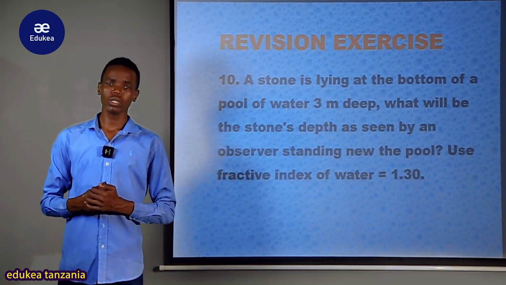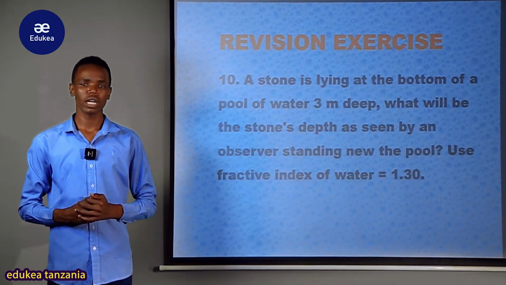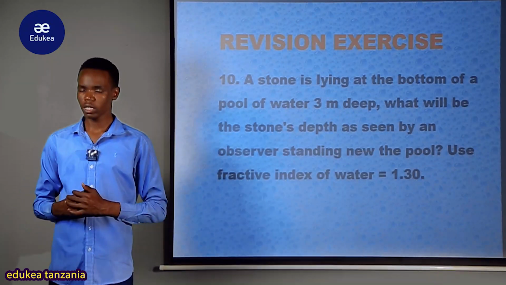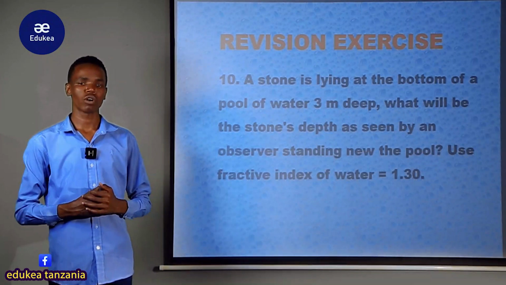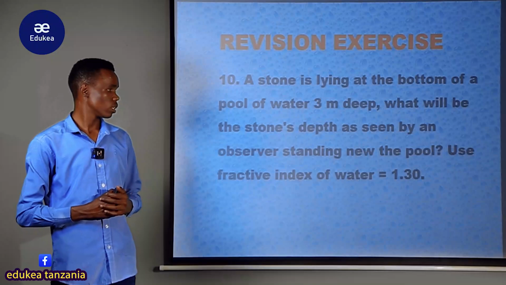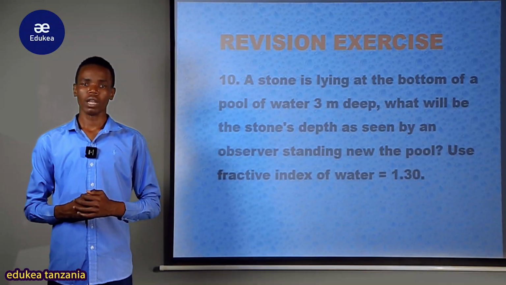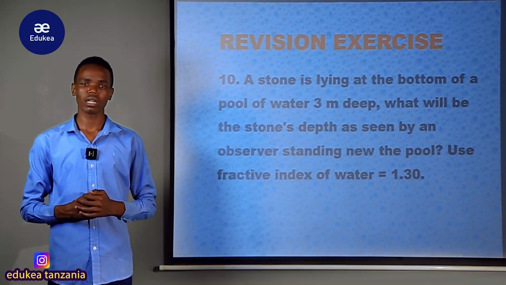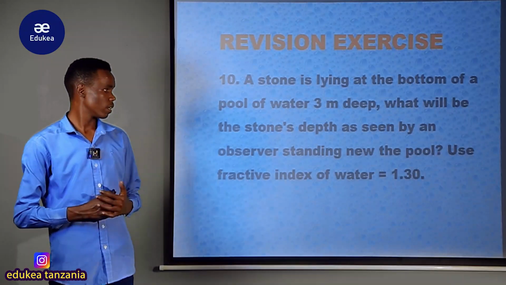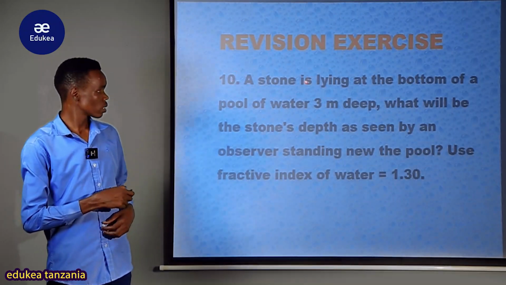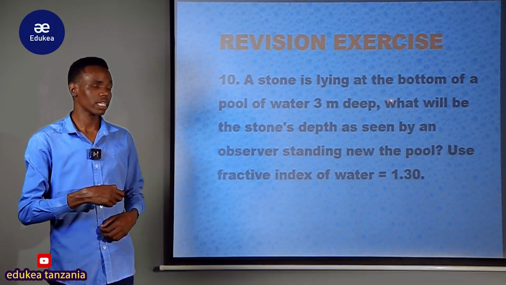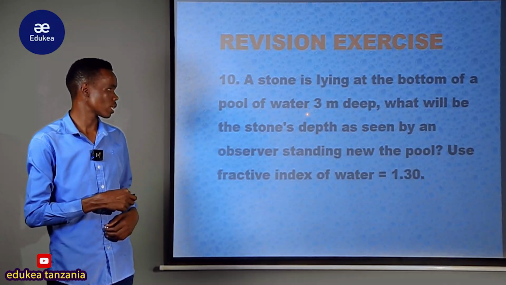As I told you, my dear student, when you meet a question like this one, first of all, you have to read your question and make sure you understand what it needs. Let us repeat again so that we can understand very clearly: we have a stone, and that stone is lying at the bottom of a pool of water.